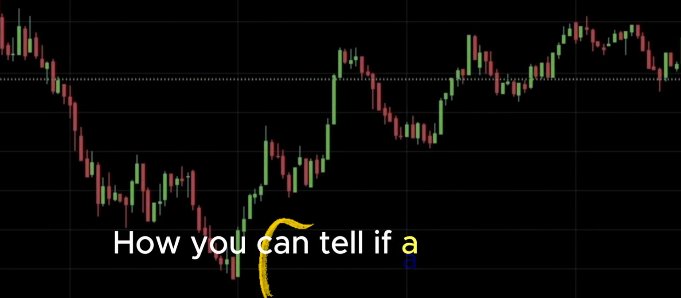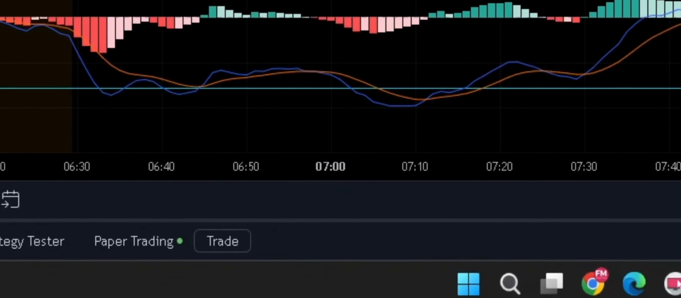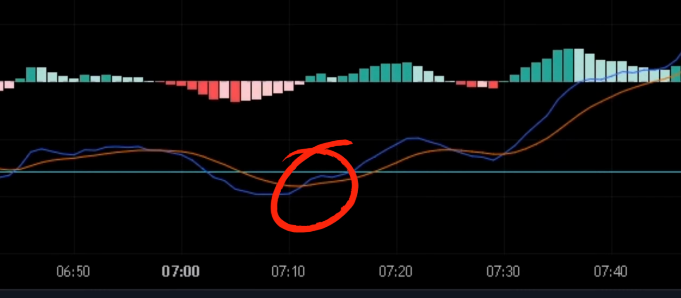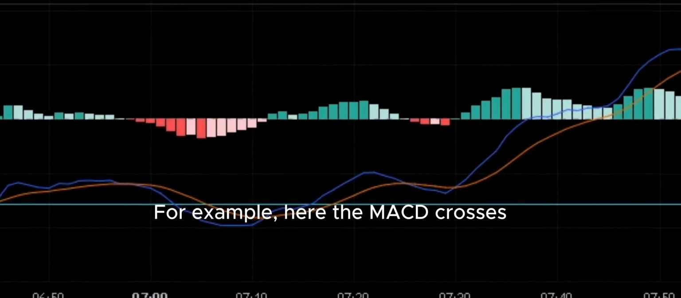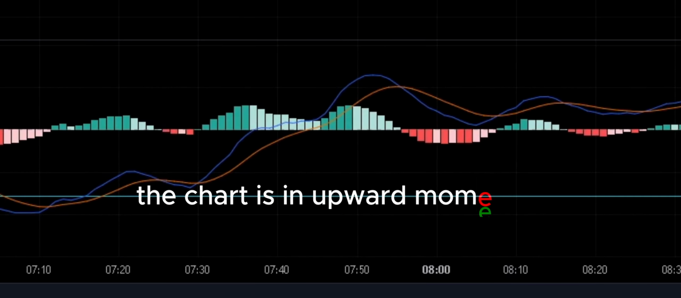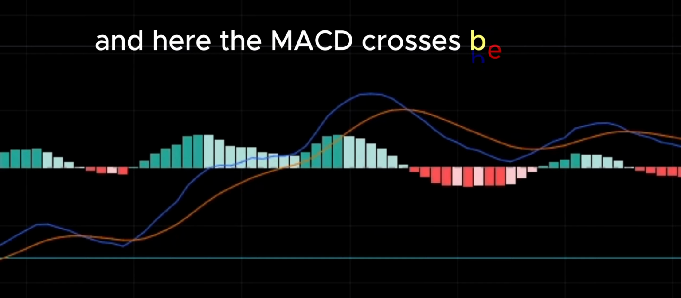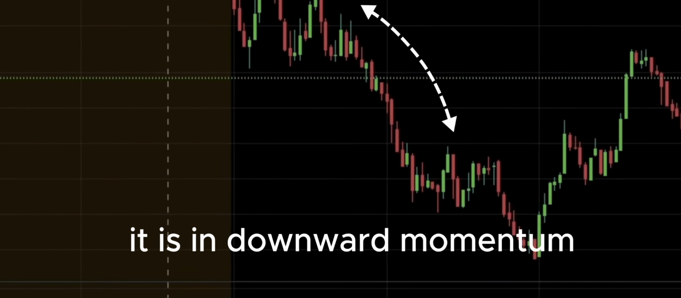How you can tell if a chart is about to have an upward trend is by looking for a cross upwards between the MACD line and the signal line. For example, here the MACD crosses above the signal line, indicating the chart is in upward momentum. And here the MACD crosses below the signal line, indicating it is in downward momentum.